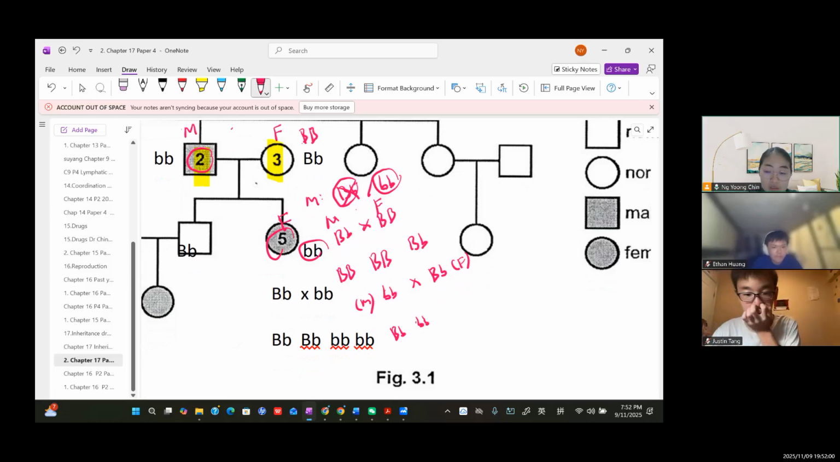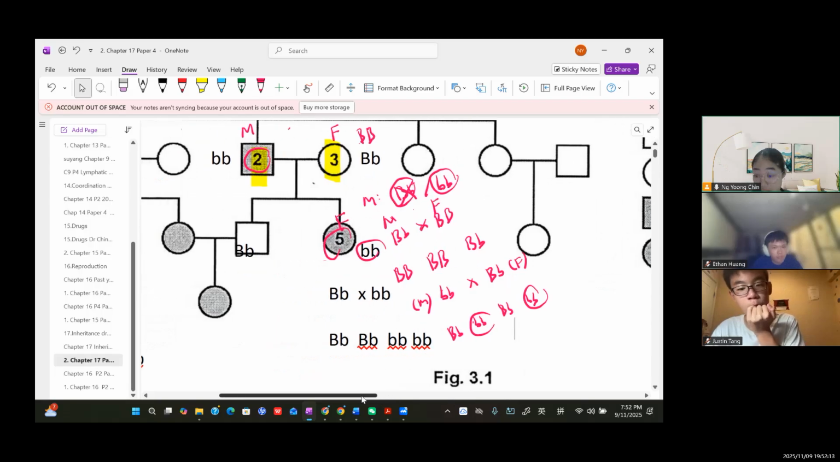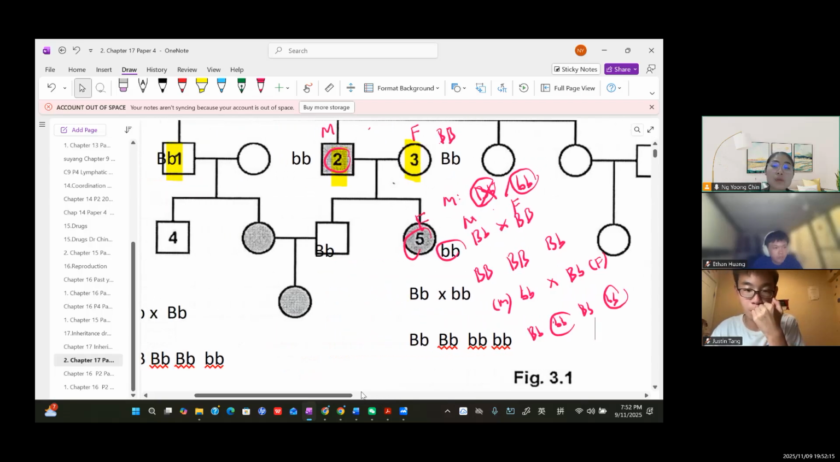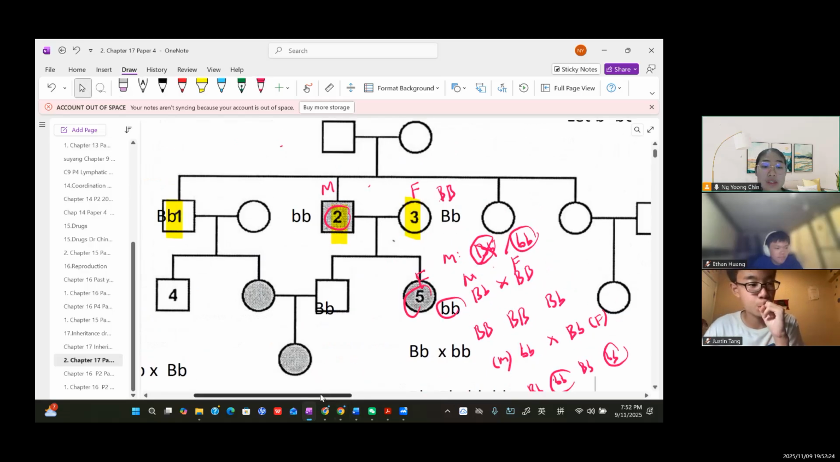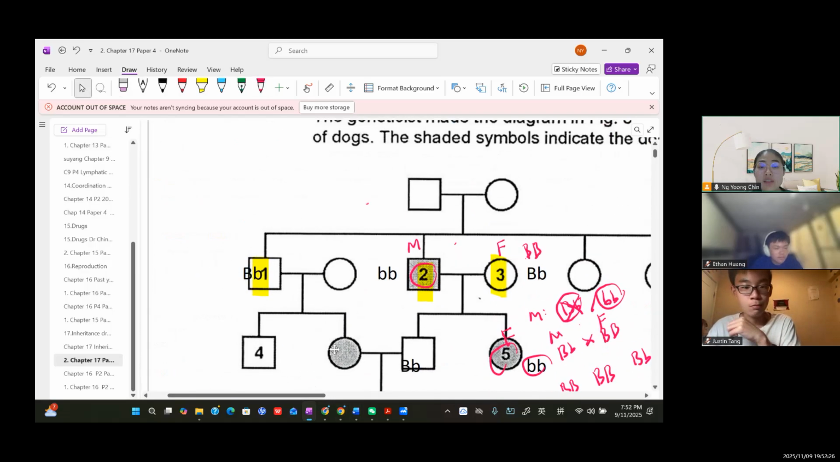BB, BB, and BB. So you produce about two offspring. Okay, these two offspring, it is affected. So that's why you produce one offspring that is big B, small b, and another offspring that is also small b. So it will be affected. So this is a way on how you're able to find out the answer.